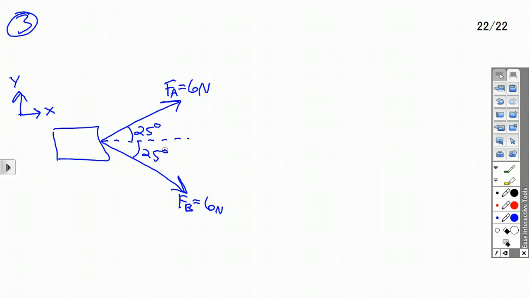Draw a free body diagram illustrating the x and y components of the vectors A and B. Solve for those component forces. And then calculate the resultant force by summing the x and y components of A and B. So we need to break these into components. If I have just force A, I'll do that in blue, and then I'll do force B in red. So this is 6 newtons.